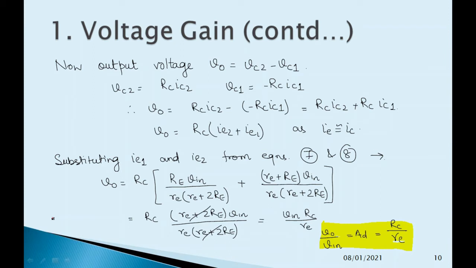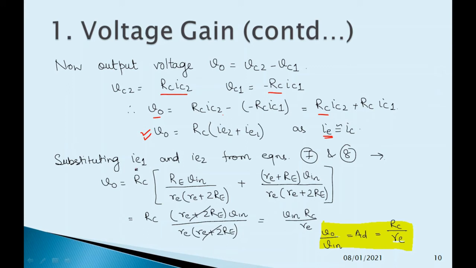Output voltage V0 is equal to Vc2 minus Vc1. Vc2 is equal to Rc into Ic2. Now Vc2 is the voltage across the collector resistance of the Q2 transistor, and Vc1 is equal to minus Rc into Ic1, that is opposite of the Vc2. So that's why the minus sign is there. Now substituting the values of Vc2 and Vc1 in V0, V0 is equal to Rc into Ic2 plus Rc into Ic1. Now replacing Ic2 and Ic1 by current IE, which is approximately equal to IC, we get V0 is equal to Rc into IE2 plus IE1.